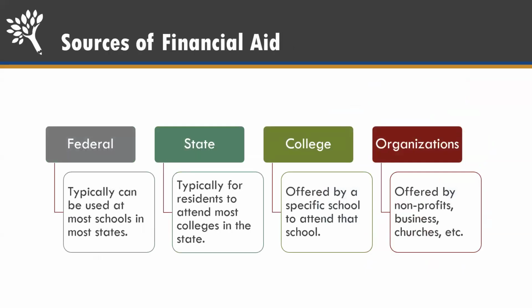Let's talk about the sources of financial aid. So we know the types. Let's find out where it's coming from. Federal aid can be used at most schools across the United States. They just have to be eligible for financial aid. Washington State's financial aid is for Washington State residents, so Washingtonians who are going to go to school, and it's over 60 schools in Washington State they can attend with Washington State funds. Colleges will also have funds available, and those funds are offered to students to attend that specific institution. And then organizations, businesses, nonprofits, churches, they may have scholarships or in-kind donations.